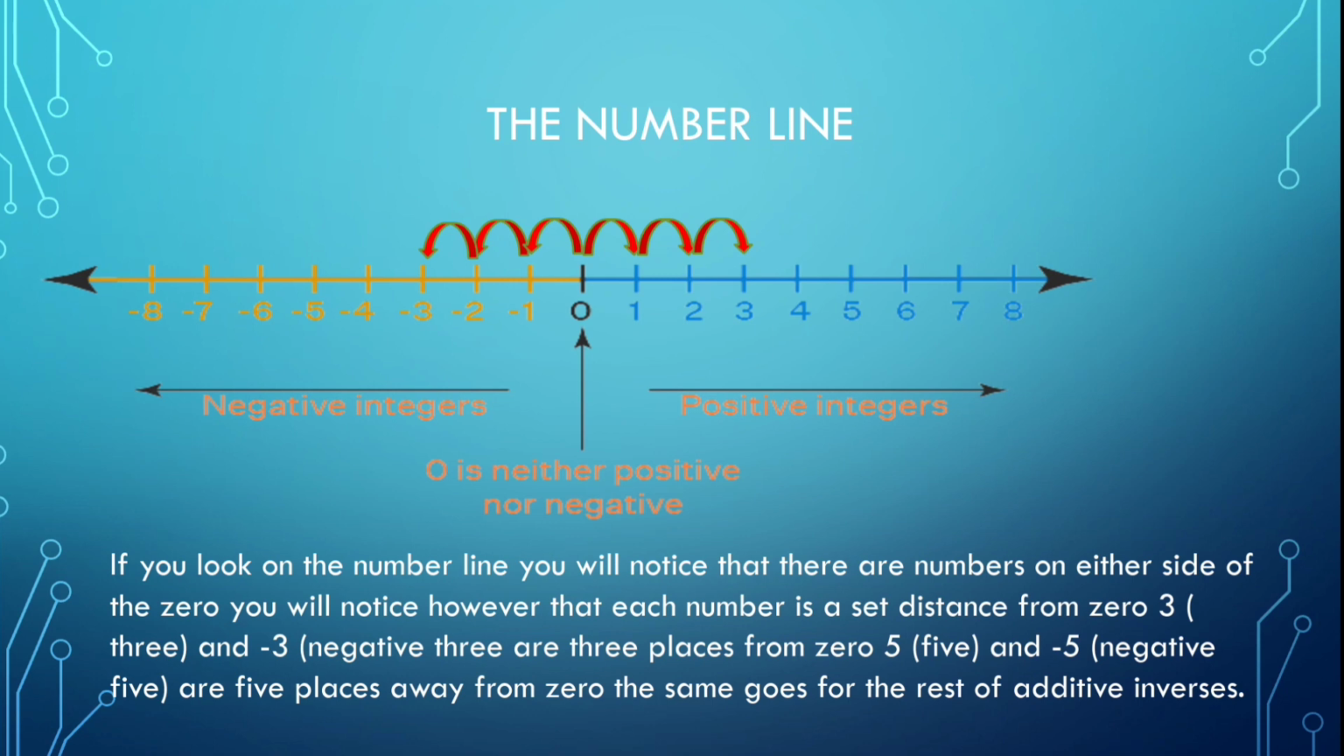All right, another example that we can look at quickly is 5. 5 is 5 places to the right of 0. And then negative 5 is 5 places to the left of 0. So if you should add negative 5 and positive 5, you will also get a 0.